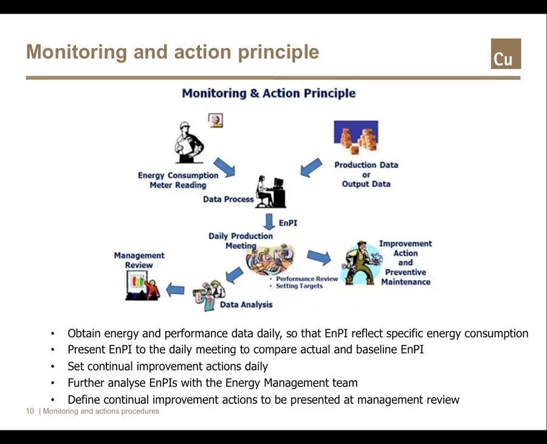Here is that monitoring and action principle that we covered in Module 9 of Chapter 1. It's sensible to establish energy monitoring improvement procedures using this principle. First, obtain energy and performance related output data on a daily basis to derive energy performance indicators that are based on specific energy consumption. Second, at the daily meeting, evaluate energy performance by comparing the performance indicators with the baseline. Third, define daily actions for continuous improvement based on that performance review. Then, further analyze the energy performance indicators with the energy management team. And finally, define actions for continuous improvement and present them at the management review.